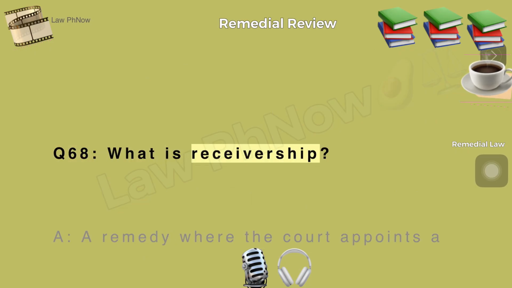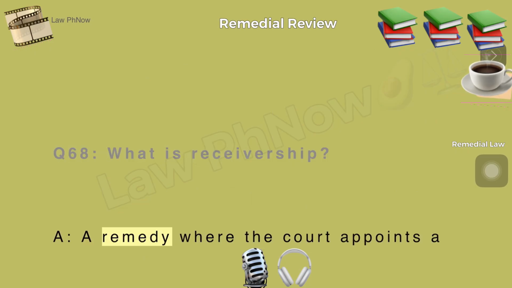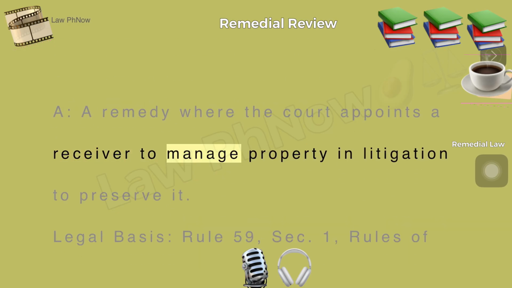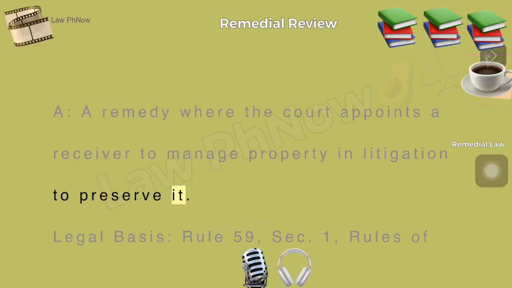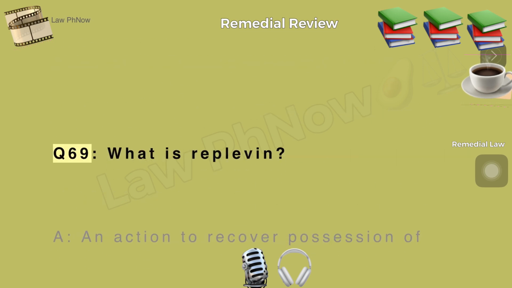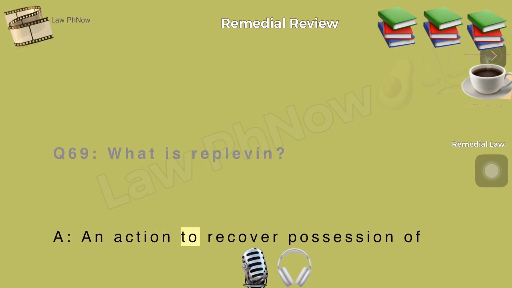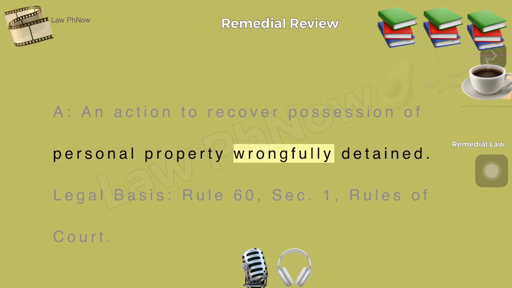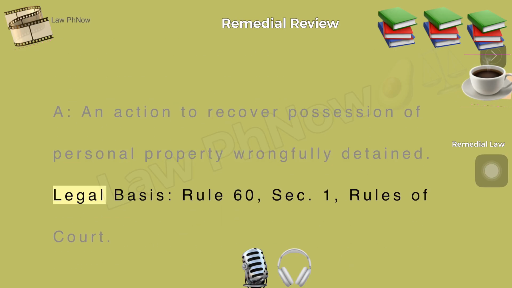Q68. What is receivership? A. A remedy where the court appoints a receiver to manage property in litigation to preserve it. Legal basis, Rule 59, Section 1, Rules of Court. Q69. What is replevin? A. An action to recover possession of personal property wrongfully detained. Legal basis, Rule 60, Section 1, Rules of Court.